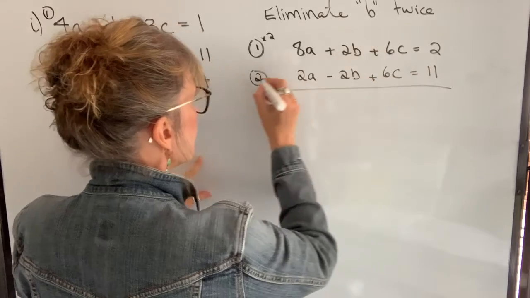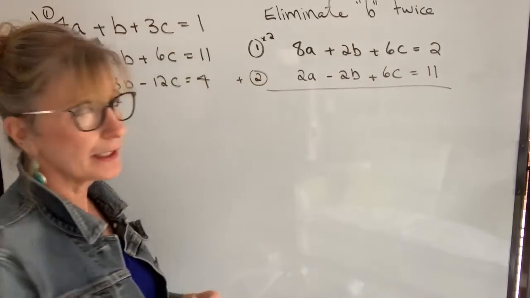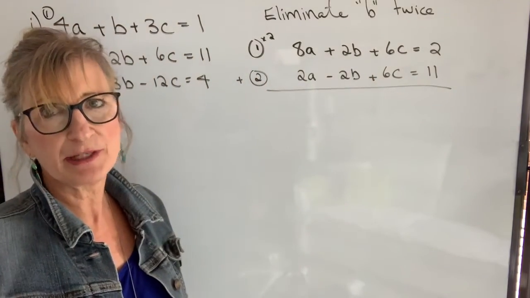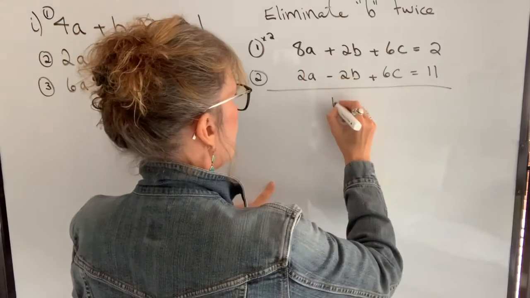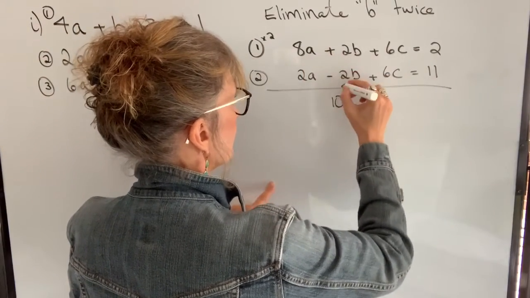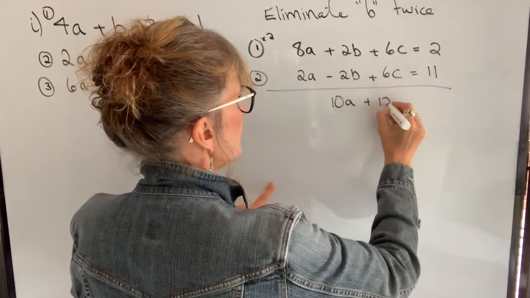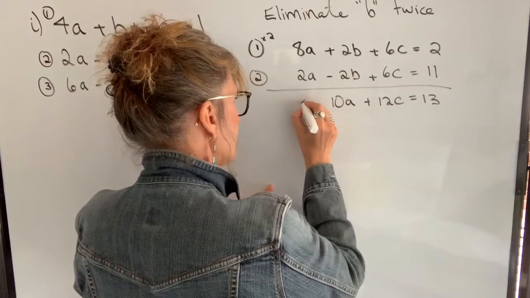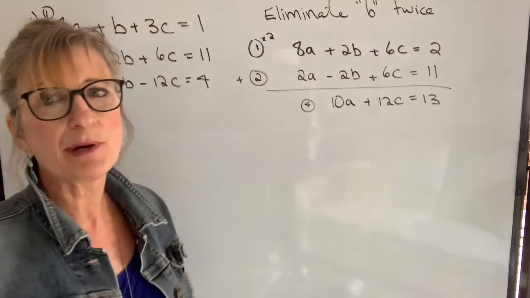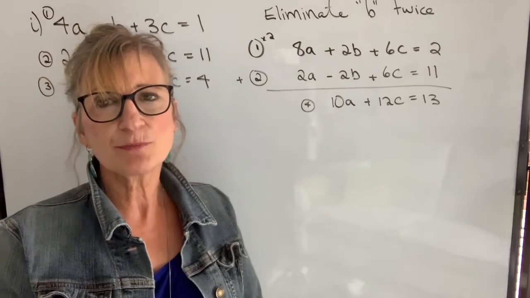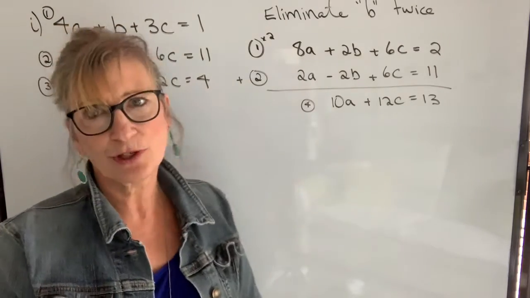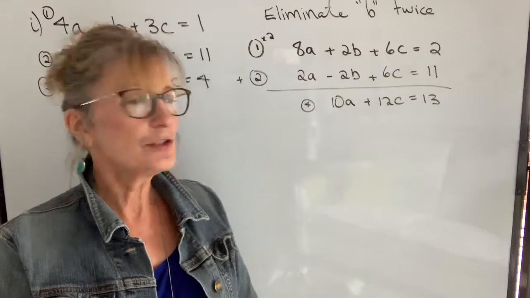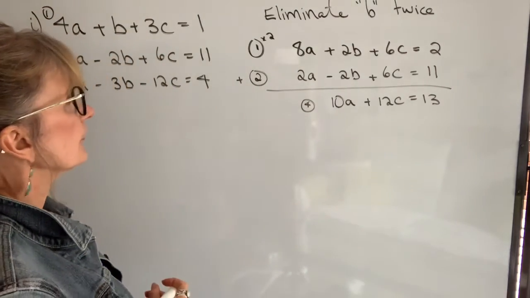Because these are opposite in sign, I can simply add the equations and I'll eliminate the B. So I will have 10A, that's gone, plus 12C equals 13. I'm going to number that equation 4 and I'm going to come back to it. So it's a new equation, but the nice thing about it, it only has two unknowns.